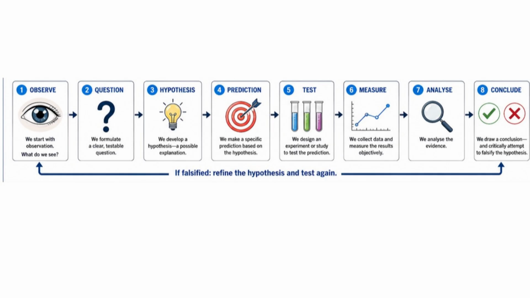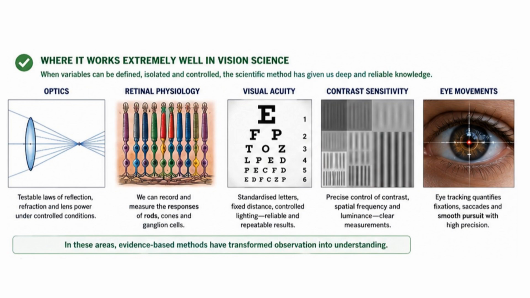We formulate a question. We develop a hypothesis. We make a prediction. We test it. We measure the result. We analyze the evidence. And, critically, we attempt to falsify the hypothesis. Where the variables can be defined and controlled, this works extraordinarily well.